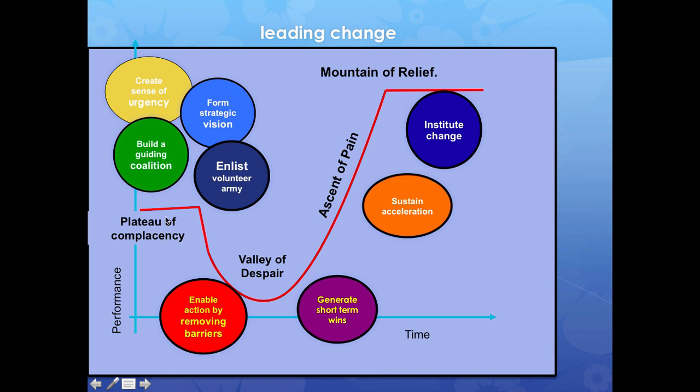Make sure that we get rid of the complacency and that it's urgent. Get the coalition going. The vision believed in. So what are we going to do? What kind of leaders are we going to be? What would you do in this circumstance? How are you going to get people off the plateau of complacency?